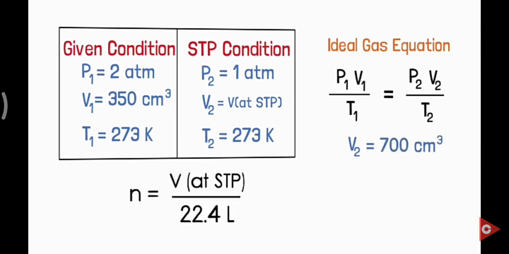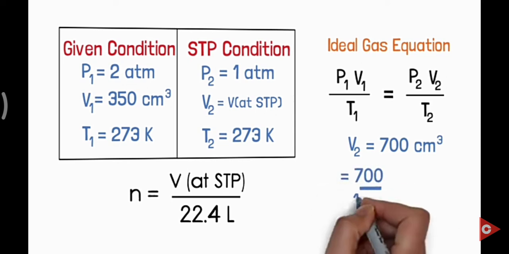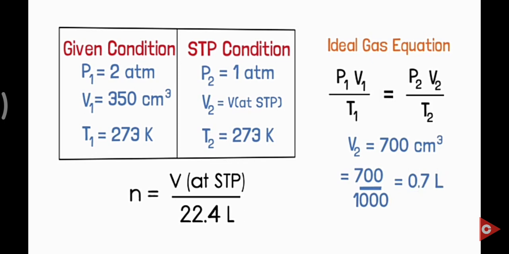So in the formula, volume should be at STP and also in liter. So 700 centimeter cube को liters में convert करना होगा. So it will be 700 by 1000 liter or 0.7 liter. Now use this formula and calculate number of moles.